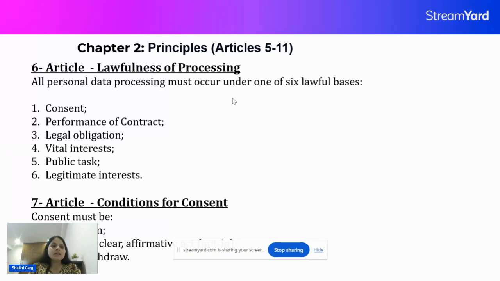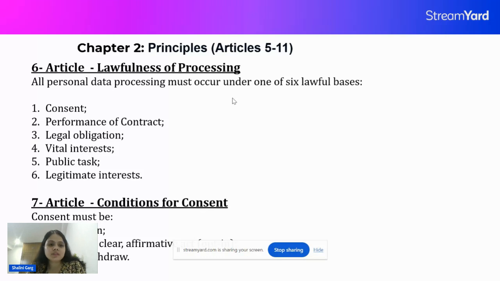So first, consent. If the data subject has provided explicit consent for the processing of data, then it is lawful. Second, if we are processing the data for the performance of a contract, meaning the contract has been executed between the data subject and the controller, then it would be treated as a lawful basis of processing and we can process the data. Number 3 is legal obligation. If a court, a legal authority, or any government requires us to process that data, then also it will be treated as a lawful basis.